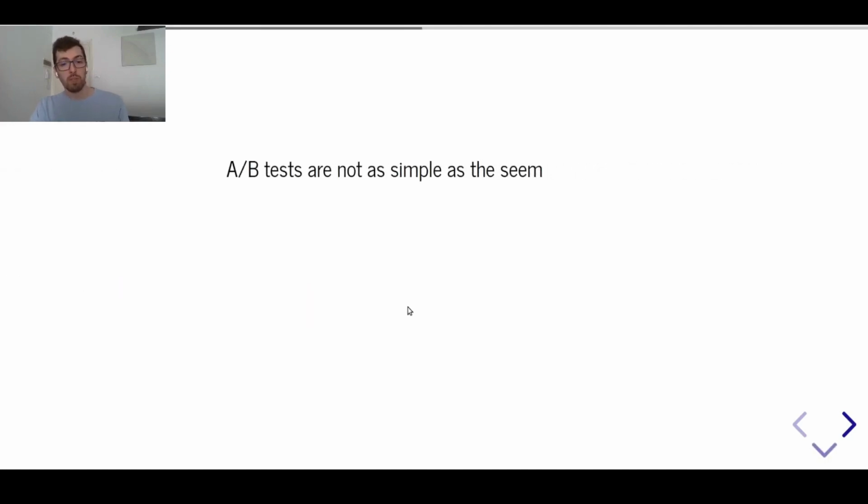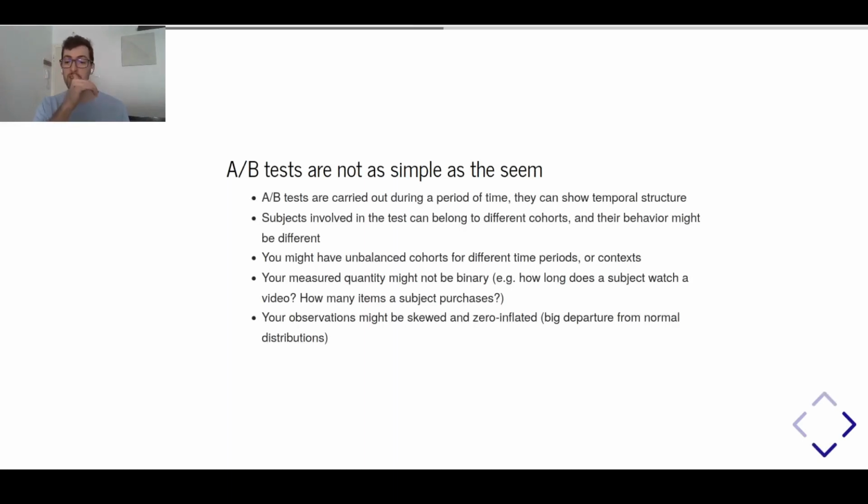So that would seem to be very nice, and that's a simple example, but A-B tests are not as simple as they seem, and they actually are quite complicated when you start to incorporate all of the things that generate the data. So for example, A-B tests are carried out for a period of time, so they could show temporal structure, they could show trends, they could show seasonality, in the sense of something that changes between weekdays and weekends or even months. They could be context dependent. So if you're doing an A-B test during spring, it could show differences if you do the A-B test during winter.